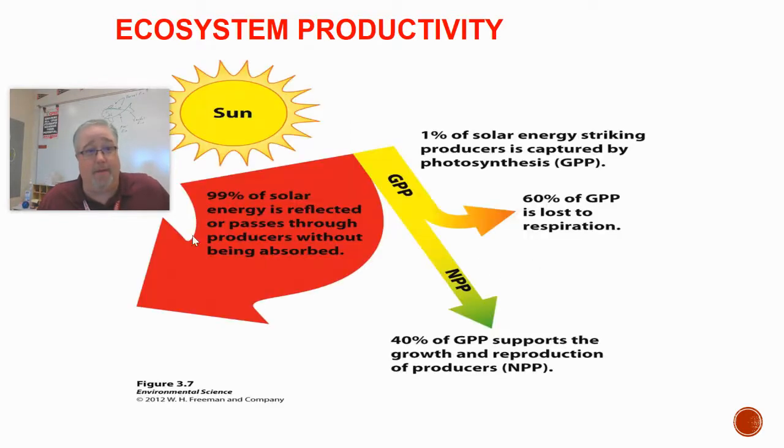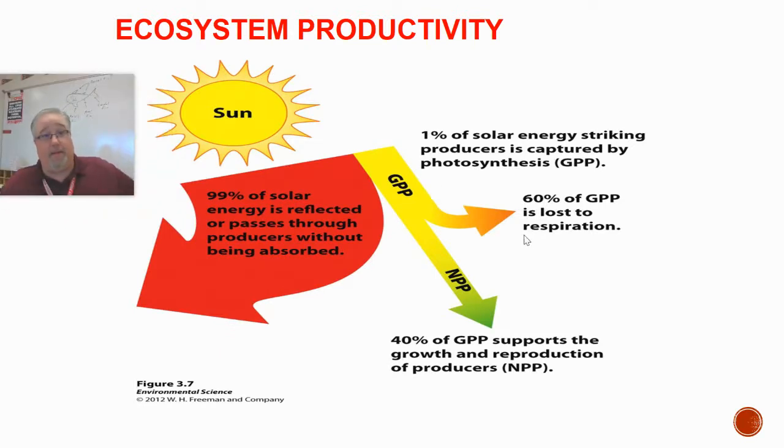All right, so we can also look at it this way. Our sun produces a tremendous amount of energy, and some of that energy reaches the earth. This is kind of interesting here. It says 99% of solar energy is reflected or passes through producers without even being absorbed. So think about that. 99% of all the energy that makes its way to the earth doesn't even get used by living things. So that's a lot of energy that doesn't even get used at all, right?